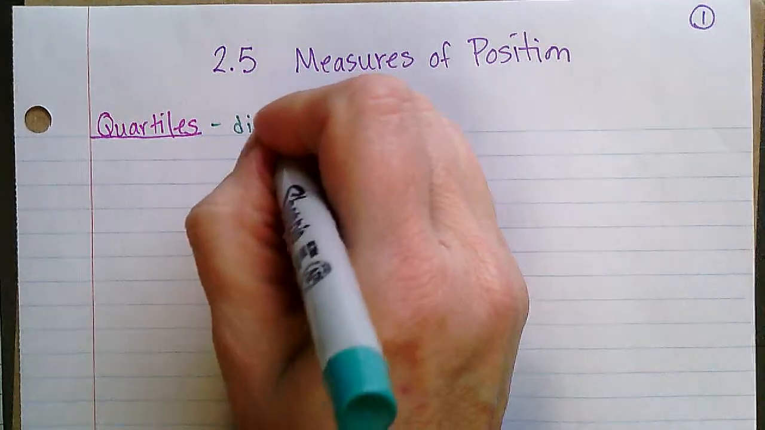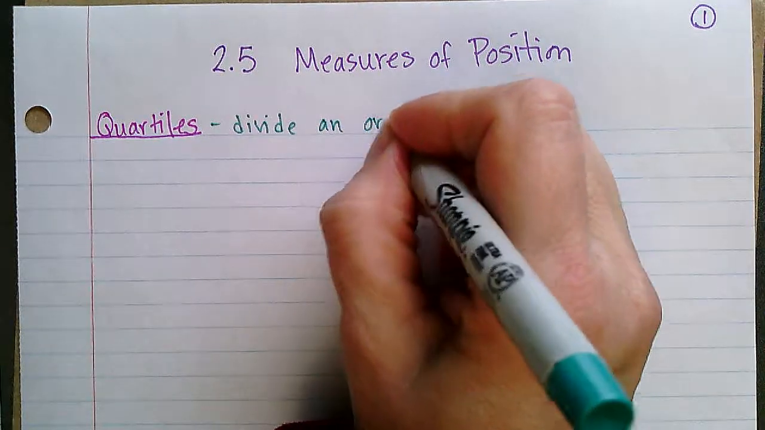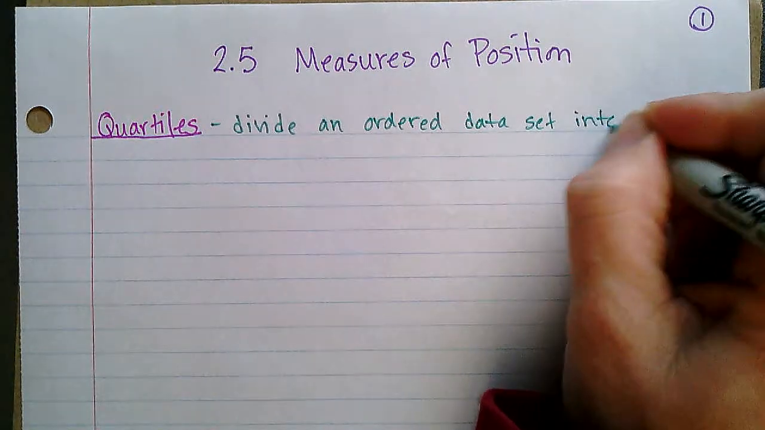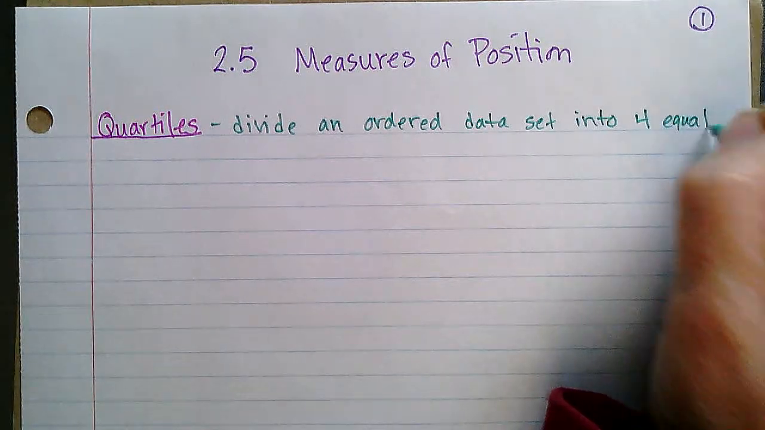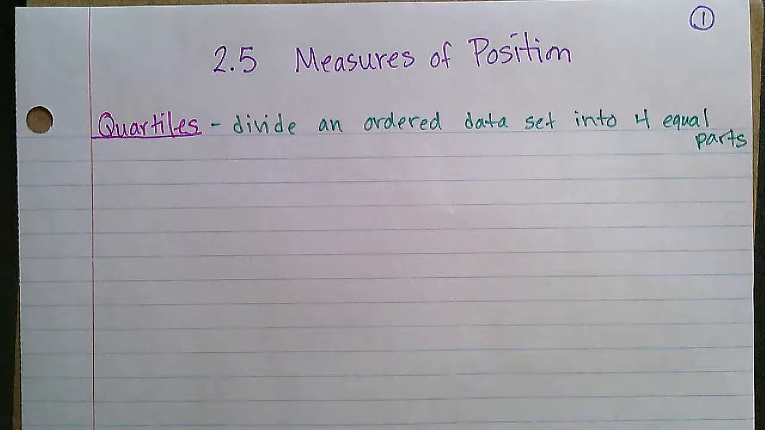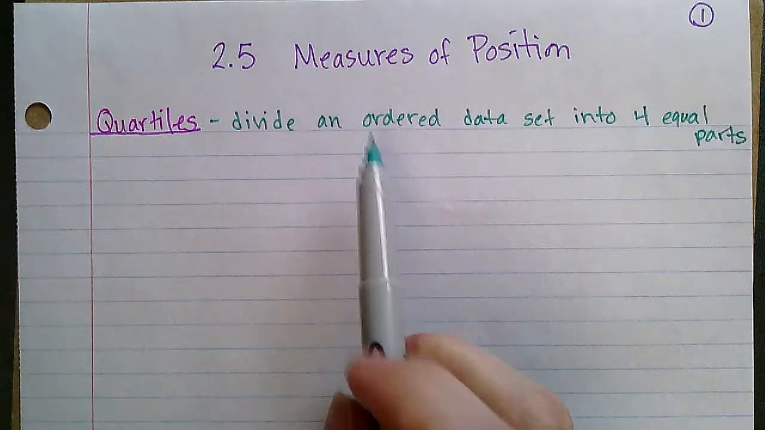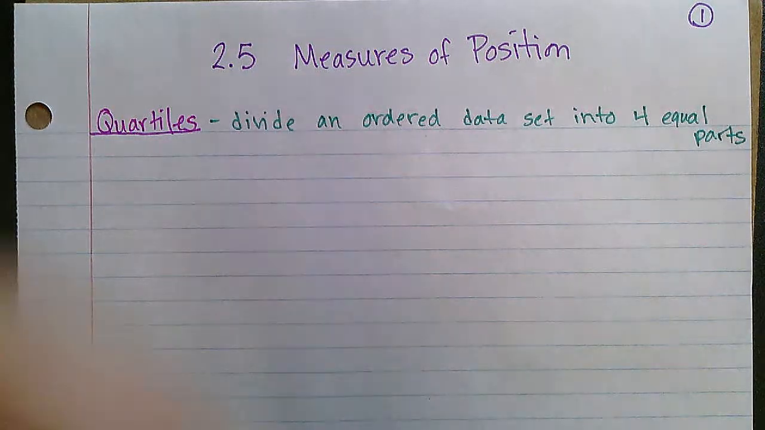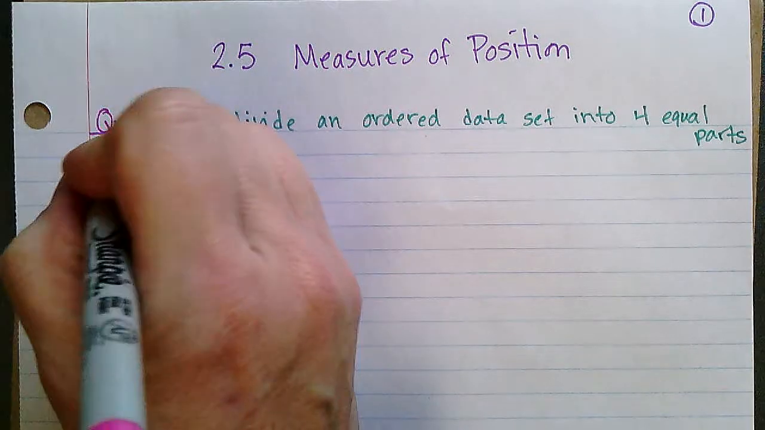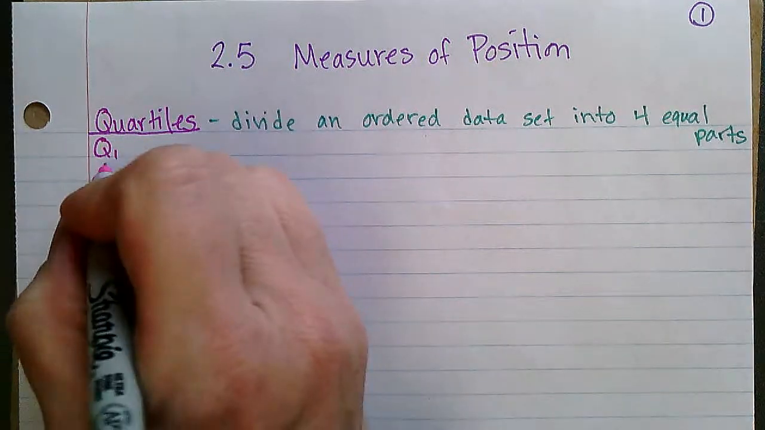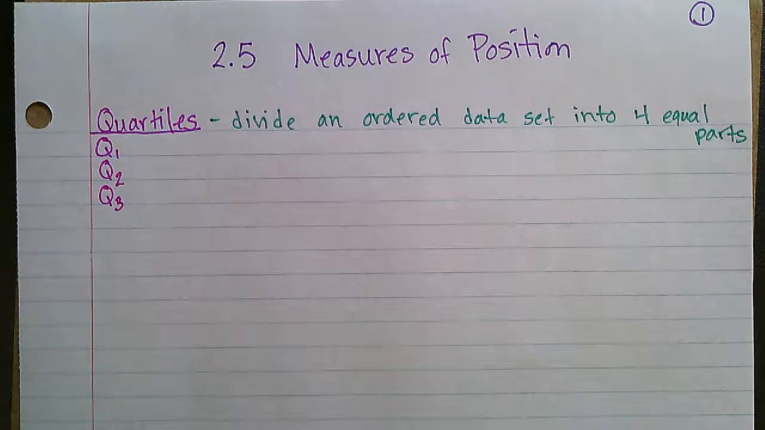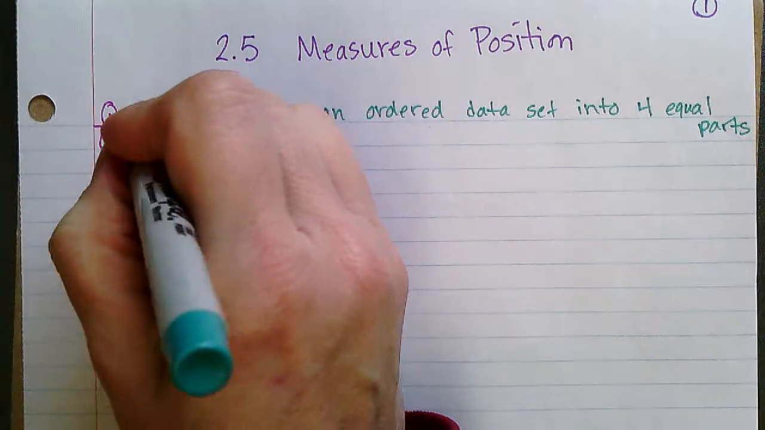What quartiles do is they divide an ordered data set into 4 equal parts. So we have to start out by putting our data in order, and then we will be able to put it into 4 equal parts. So the quartiles are called Q1, Q2, and Q3. So Q1 is the first quartile.